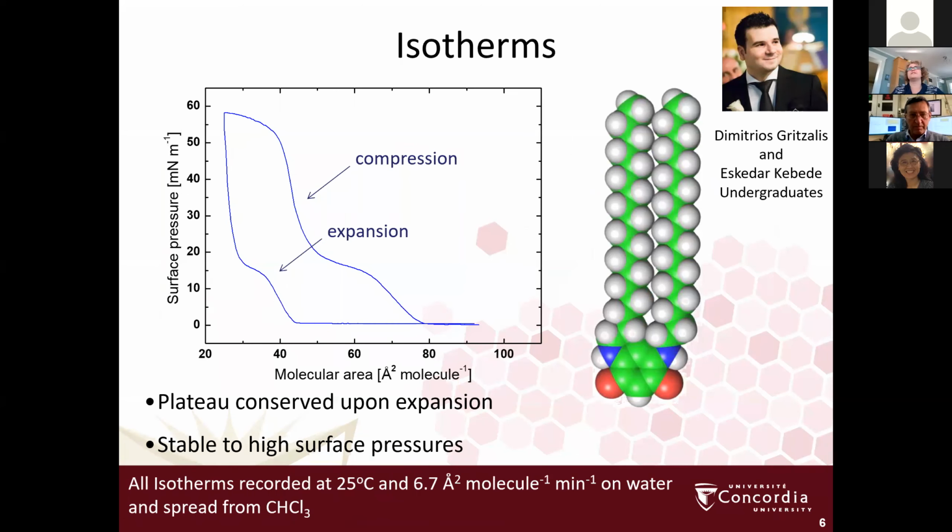So the first thing, this is the work of two undergraduates. I don't have a picture, unfortunately, of Escadar, but two undergraduates who worked for me quite some time ago. And they looked at these, as you would do, you start with isotherms. We have a compression and an expansion isotherm, and we have this nice plateau that is conserved upon expansion, and they're really stable to quite high surface pressures.